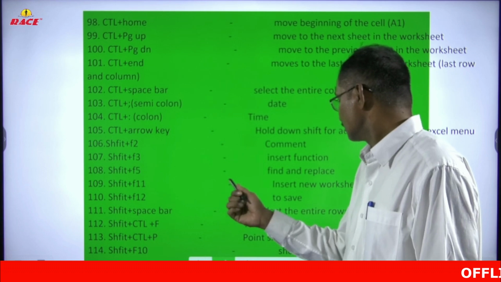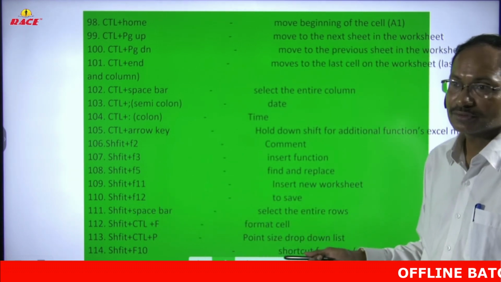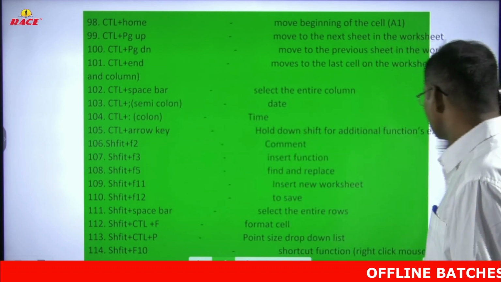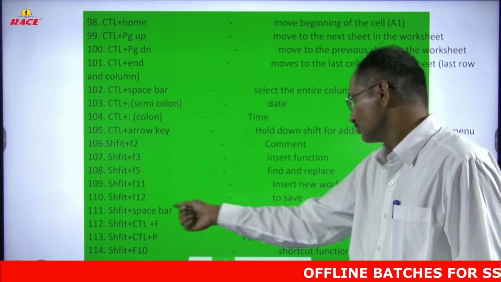Next, Shift plus Spacebar selects the entire row. I want to select a complete row. So what is the command? The shortcut command is Shift plus Spacebar.